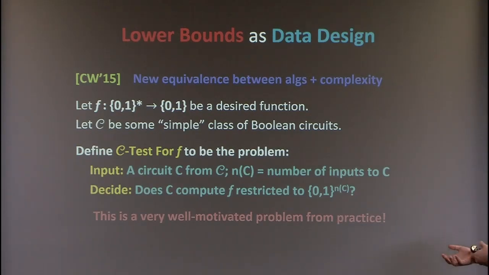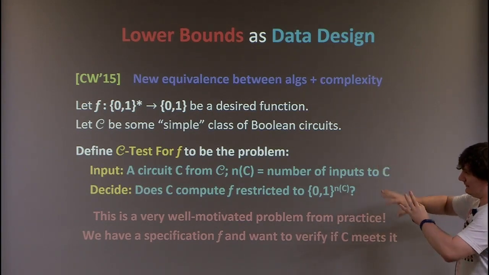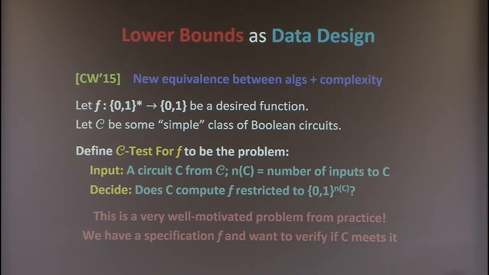So this is an extremely well motivated problem. Obviously, we think of f as some specification, something we would like to compute, and we want to verify if C meets the specification. Okay, as given. All right. So it's another kind of meta-algorithmic problem. I haven't found much literature on it. I would be happy to know of more references about it.